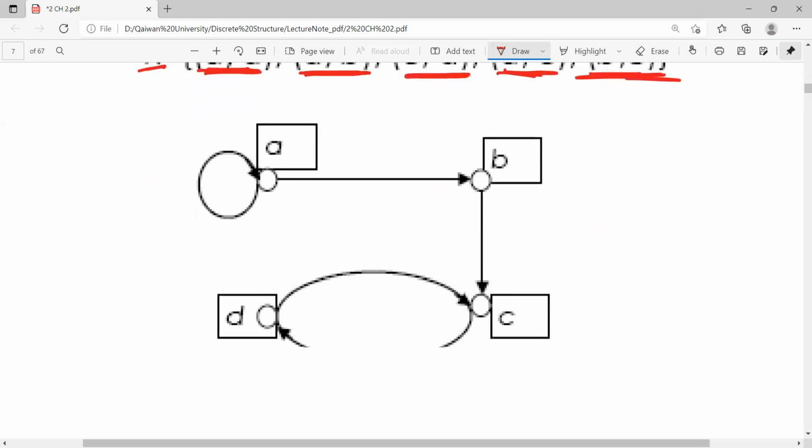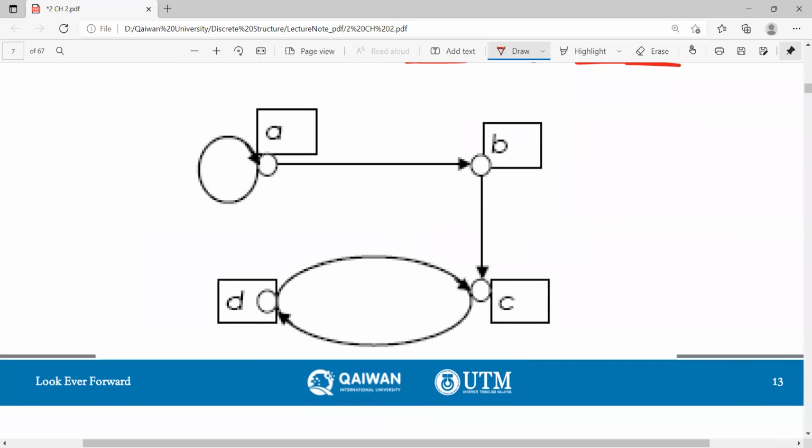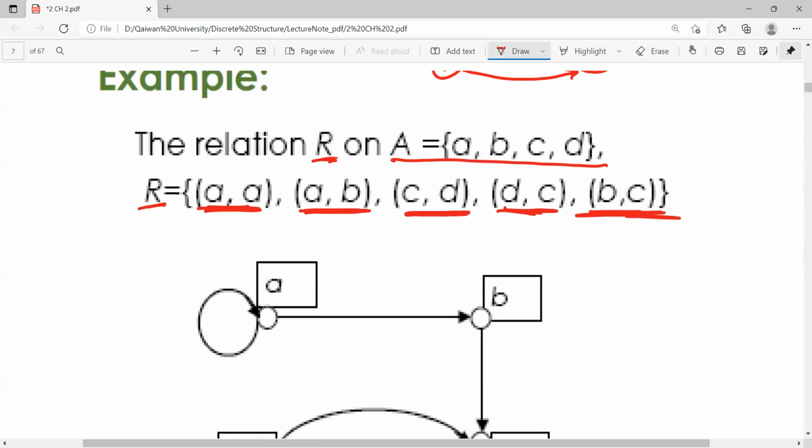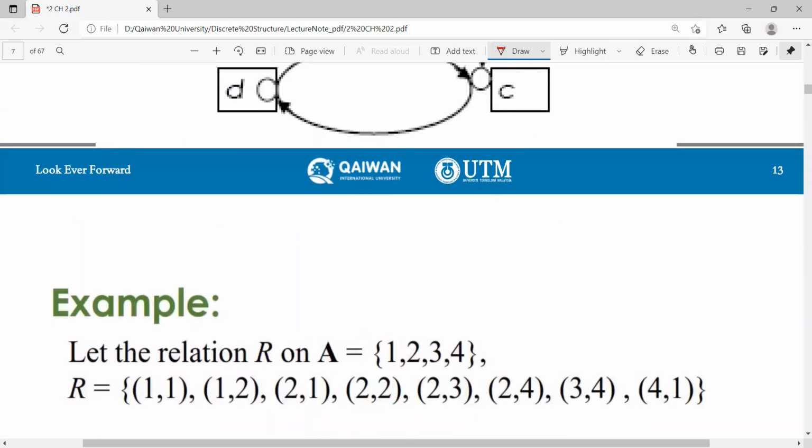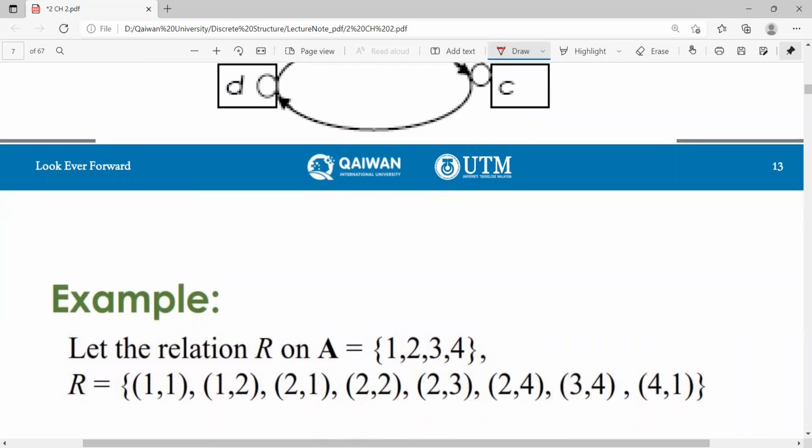Okay, let's explain here. It's the same. That's so easy. Here we have on the relation, we have 1, 2, 3, and 4. To sketch the diagram for this relation, we say if this is 1, 2, 3, and 4.